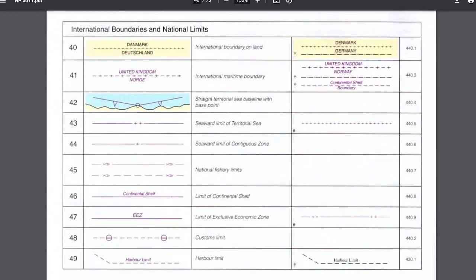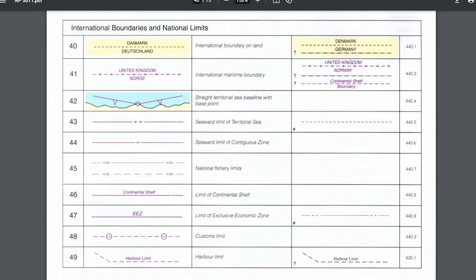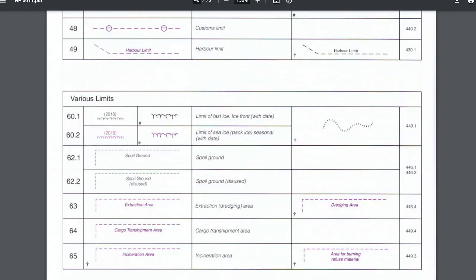With all the limits of continental shelf, national fishery limits, customs limits, limits of exclusive economic zone, which is usually 200 nautical miles. So you need to be aware of these, of the international boundaries and the various reportings you need to make.